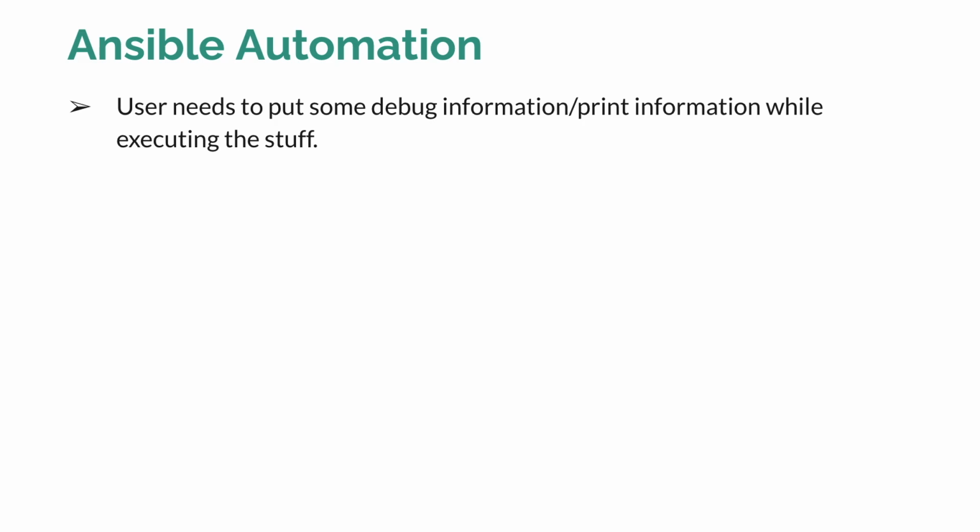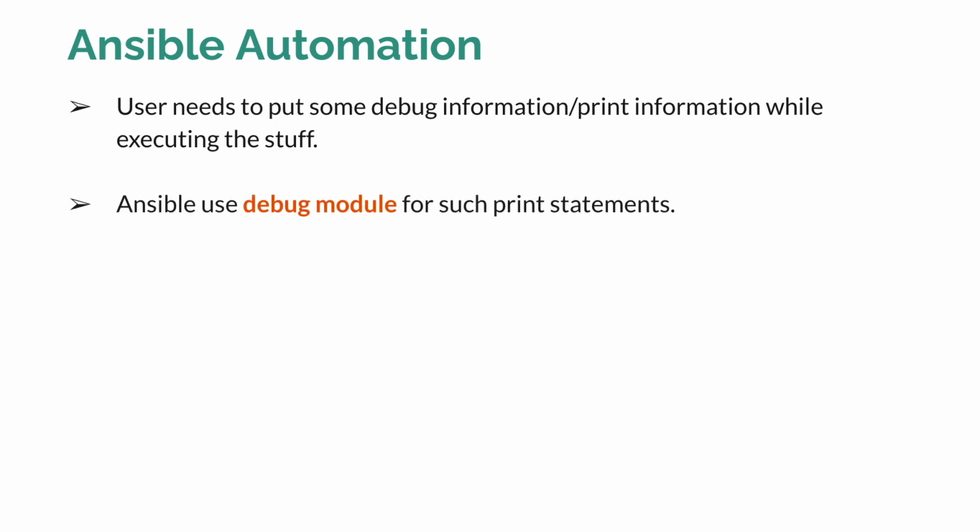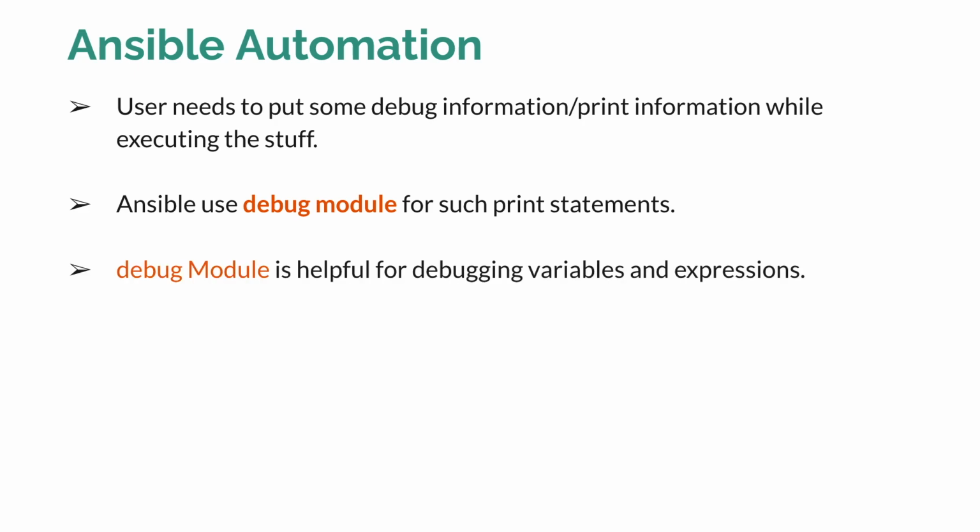In Ansible, we have a separate module for this, and that module is called the Ansible Debug module. The Ansible Debug module is used to print such statements in an Ansible playbook. It is helpful for debugging variables and expressions. Whenever you are using some kind of variable or expression and you want to put some logging around it, you can use the Ansible Debug module in an Ansible playbook and you will get the desired result. The Ansible Debug module accepts three parameters.